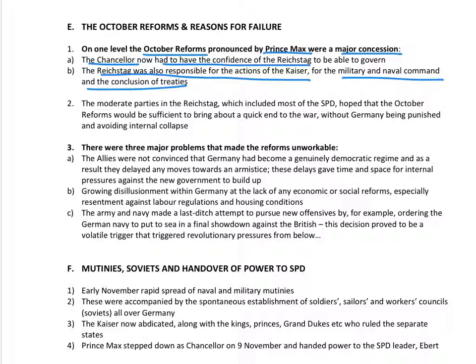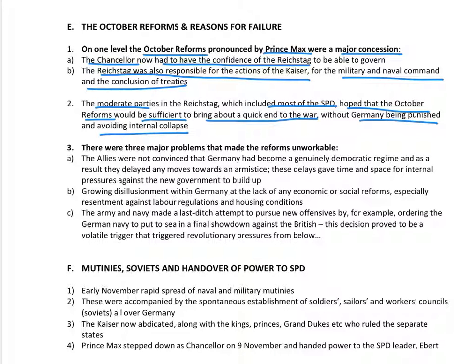So what the October reform did is it brought about a significant constitutional change by pushing power downwards, but it didn't change the constitution enough, because it still basically was the same structure. It was still the Kaiser, it was still a member of the elites who was the chancellor. So it was not enough. Number two, the moderate parties in the Reichstag, which included most of the SPD, hoped that the October reforms would be sufficient to bring about a quick end to the war, without Germany being punished and avoiding internal collapse.